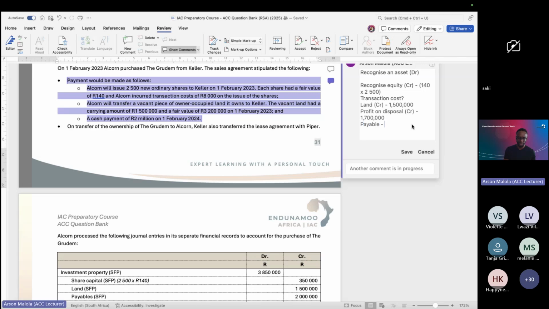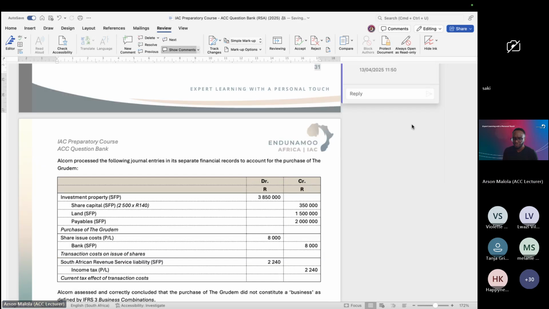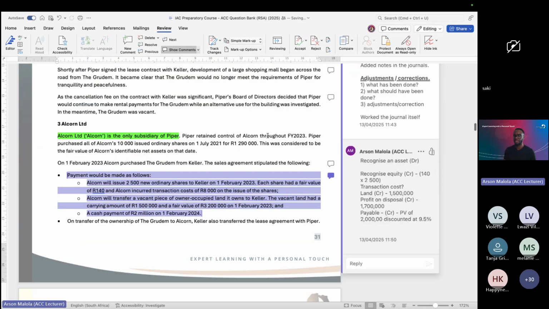They're payable, and I'm just going to say another credit, which would be the PV of 2 million discounted at 9.5%. Okay, now, I 100% agree with all these points.